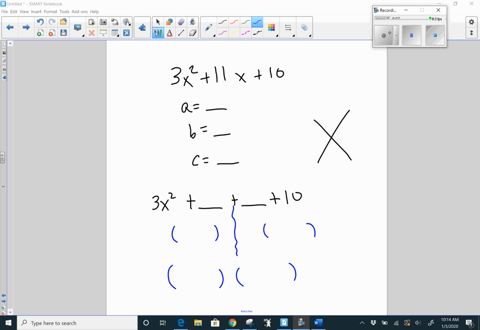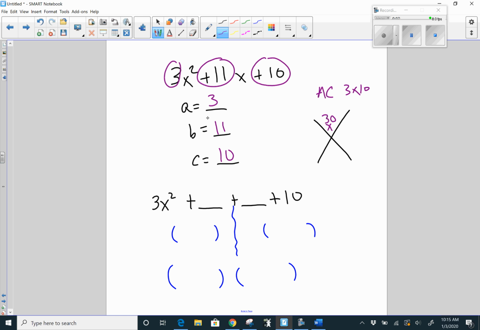So first thing we want to do is we want to label. A is 3, B is positive 11, so I could just put 11, C is 10. So this is called AC method. So we're going to do A times C. So 3 times 10 is 30. We're looking for two numbers that multiply to give you 30. The B term, which is 11, goes on the bottom. We're looking for two numbers that add to give you 11. So numbers that multiply to give you 30.